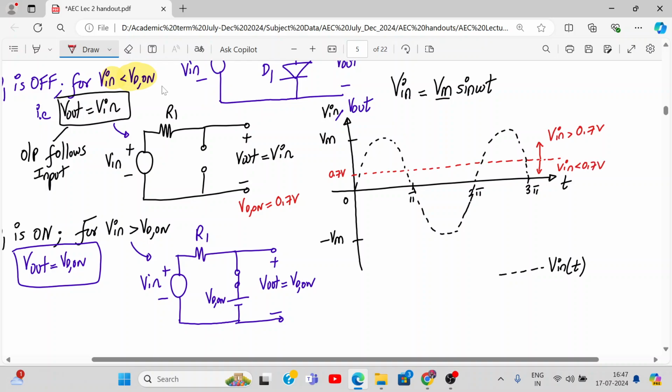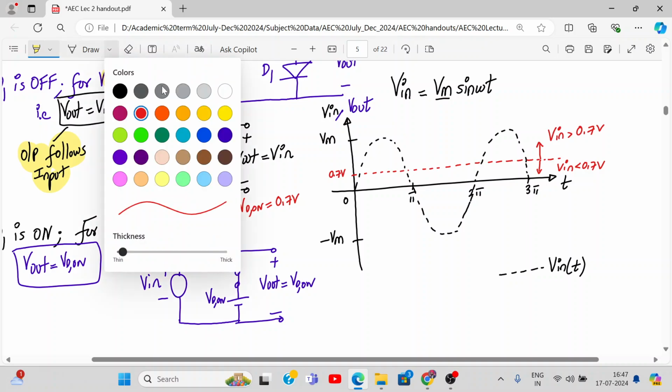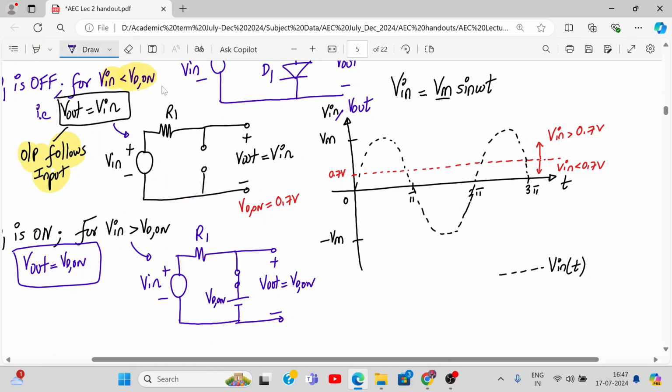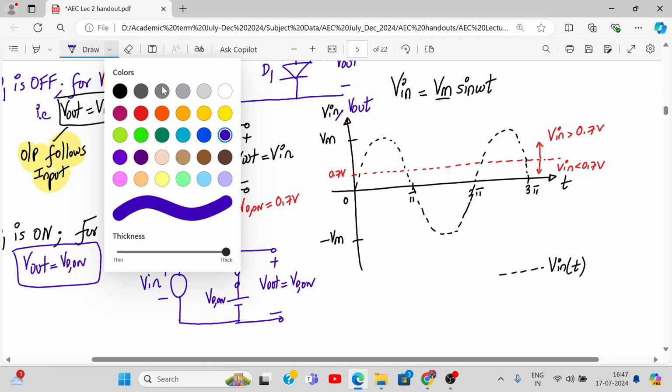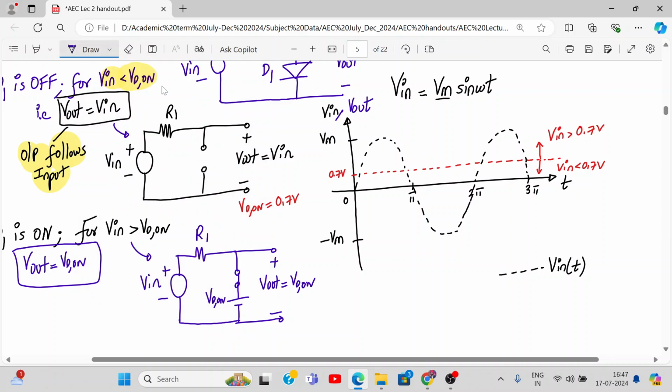Now see the condition. When V in is less than 0.7 volt, my output follows the input. Yes or no? Correct. Come on, say yes or no. So I have to plot the output waveform same as input. So how will it be? Let me draw it a little thicker. Okay. So I'll follow this like this. Input as it is here also. Up till here, boundary. Agree?